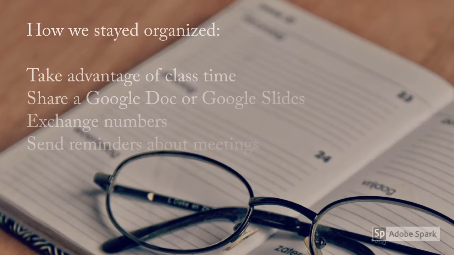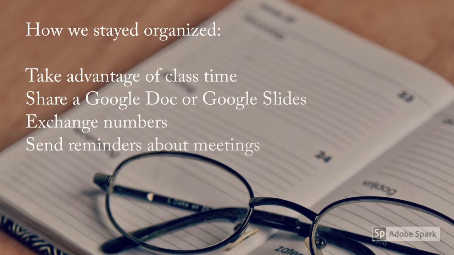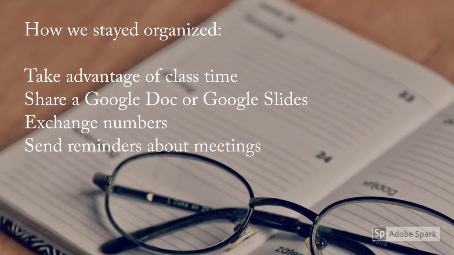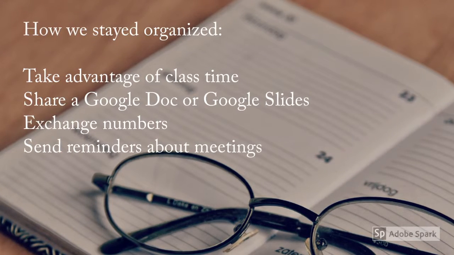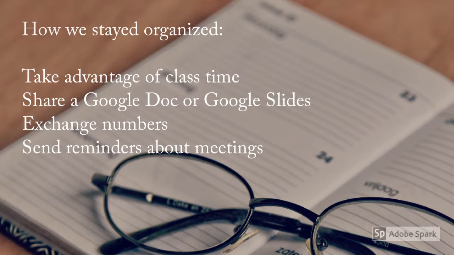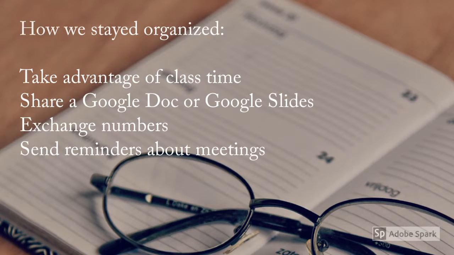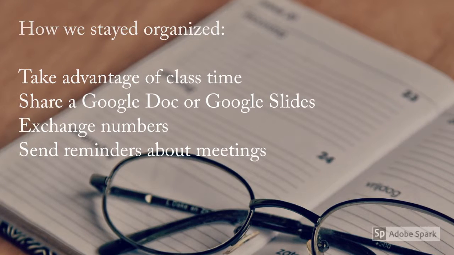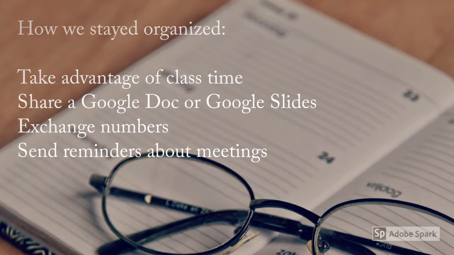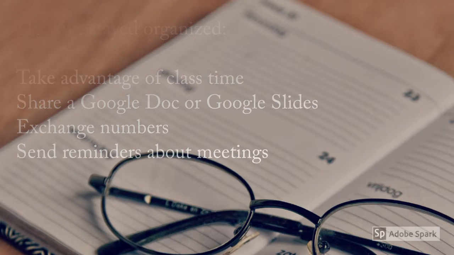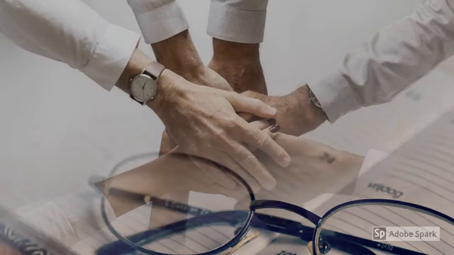Our process began by getting organized. We would begin by trying to take advantage of class time as we could, starting by sharing a Google Doc or a Google Slide and beginning brainstorming and generating ideas. Next step would be to exchange each other's numbers, make sure to schedule a meeting time and a meeting place, and we would later send reminders about where and when we're meeting.